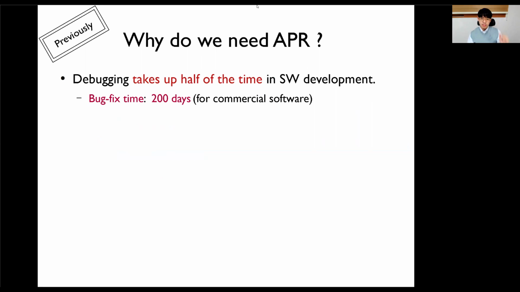Last week, we started with why we need APR techniques. First, half of the total software development time is used for debugging. And some papers reported that it takes an average of 200 days to correctly fix a single bug in commercial software.